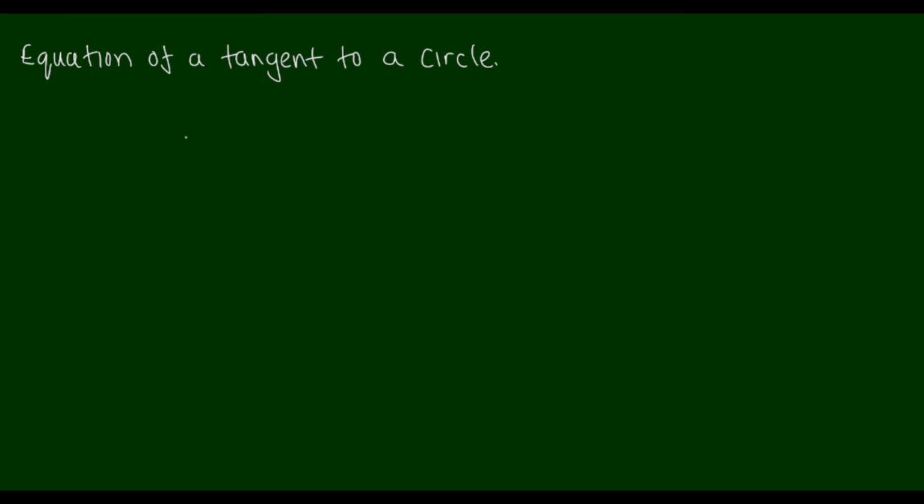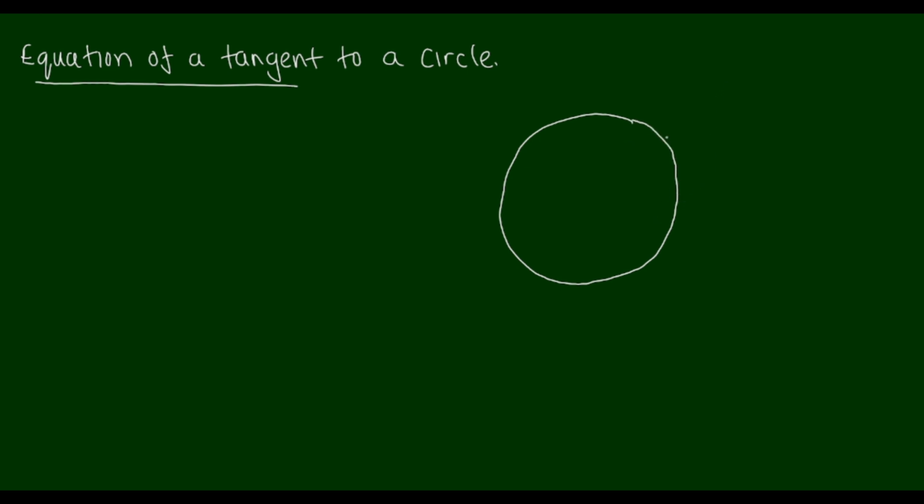Welcome back. In this tutorial, we're going to discuss how to find the equation of a tangent to a circle. Maybe let's discuss what a tangent is. We've dealt with tangents in other topics, like in Euclidean geometry. We know what a tangent is. Remember, a tangent is a straight line that will touch a circle at one point.